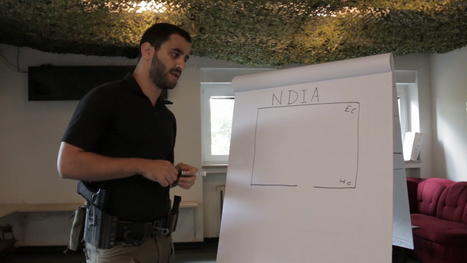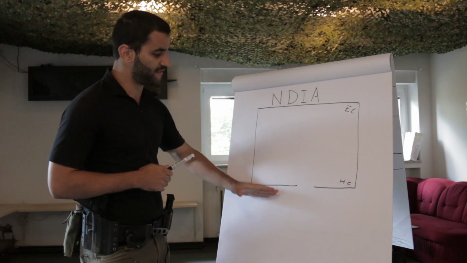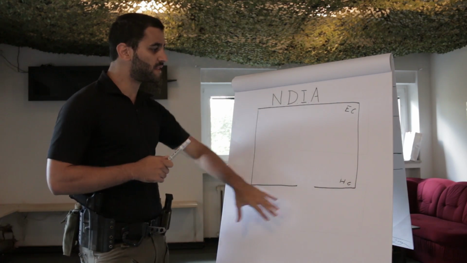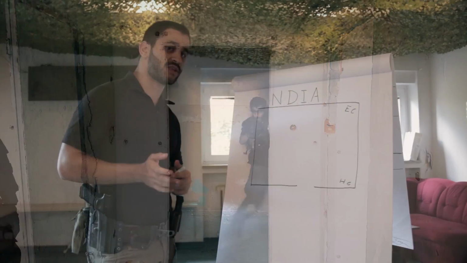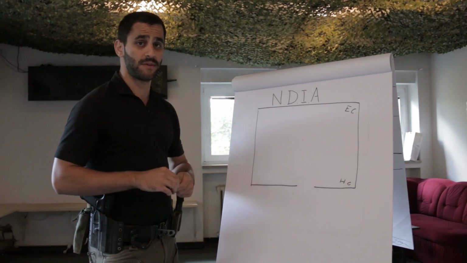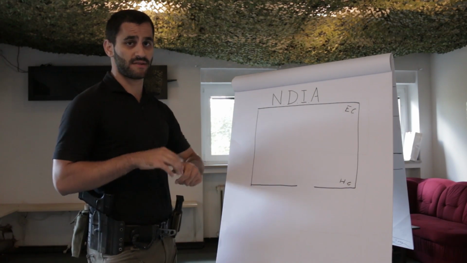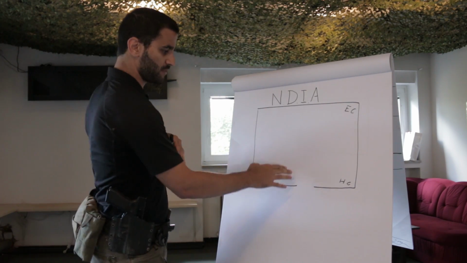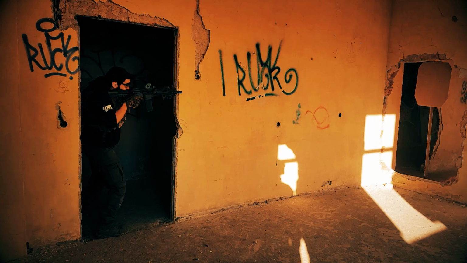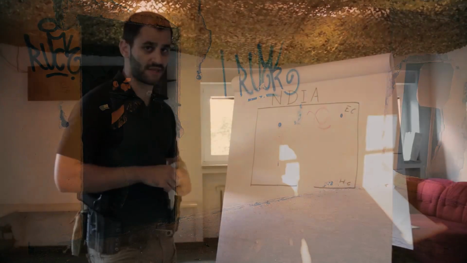EC and HC. Alright, easy corners are corners we can see from outside, meaning I don't need to go into the room and I always have that wall between me and my threat. This is not necessarily cover, but it's very good concealment because again, people don't shoot at what they cannot see. Hard corners are corners that I'm required to get through the door in order to physically clear them. I cannot see that corner from outside.